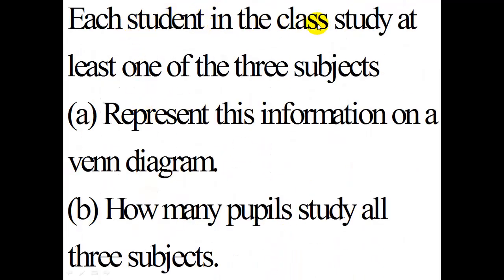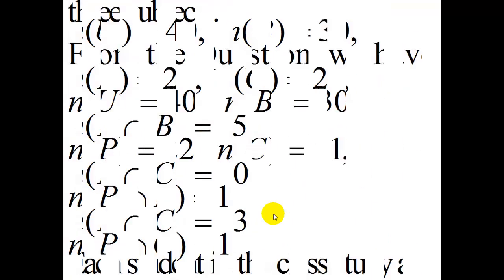Each student in the class studies at least one of the 3 subjects. That means that region H equals 0, because each student in the class studies at least one of the 3 subjects. Now A, represent this information on a Venn diagram, and B, how many people study all 3 subjects?